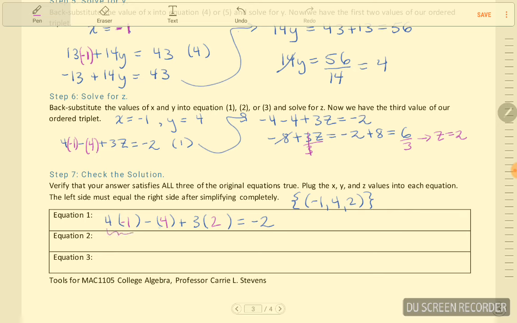So this will be -4, -4, +6, so that's -8 plus 6, which is -2. All right, so that checks out. And this has to happen all 3 times. So the next equation is 3x plus 5y minus z equals 15.